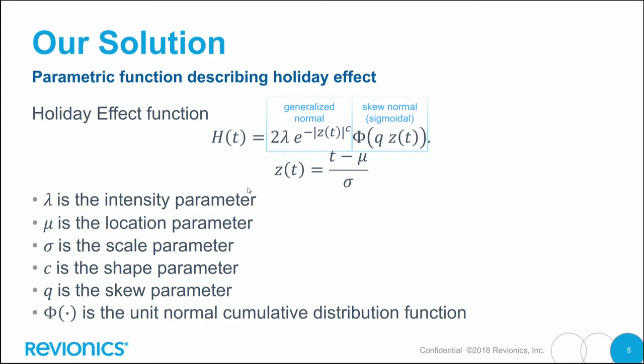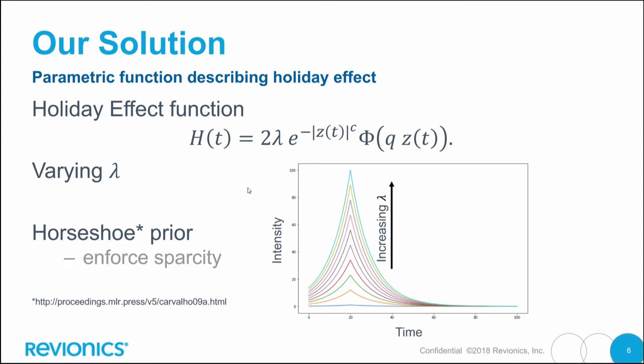And I'll just talk about each of them briefly. So intensity is just the magnitude of the holiday effect. It can actually be positive or negative. And we put a horseshoe prior on it, which encourages sparsity. I'm not going to get too much into it; you can go to the link. But it's a bunch of Cauchy distributions, so they have fat tails. They want to be close to zero, but when the data wants them to be further out, they're OK with being further out by a good amount. And this is kind of like turning on or off a holiday.